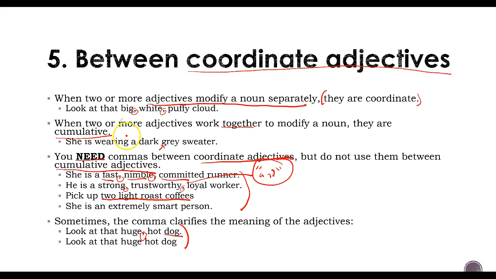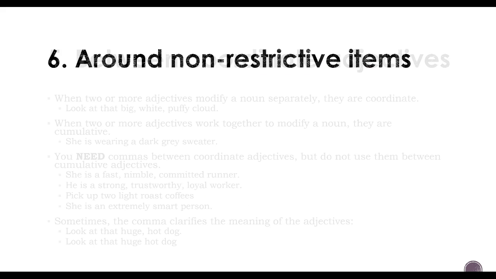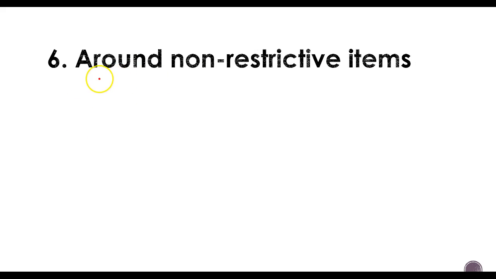Commandment number 5, coordinate adjectives. Make sure you test it with the word and. If they're coordinate in that they describe independently, use the commas. If they're cumulative in that they work together, no commas. So number 6, make sure you use commas around non-restrictive items. This is actually probably the most difficult of all the comma rules.